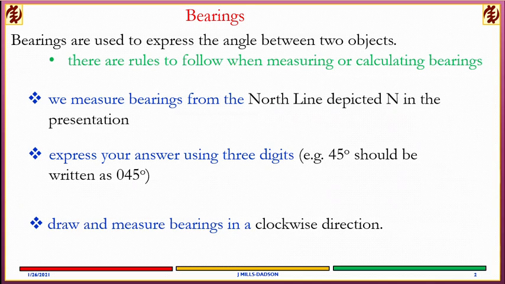When drawing or measuring bearings, we always measure bearings in a clockwise direction. Okay, so I'm going to give you examples and explain to you how we employ these features and rules in bearings. So let's look at the first example.